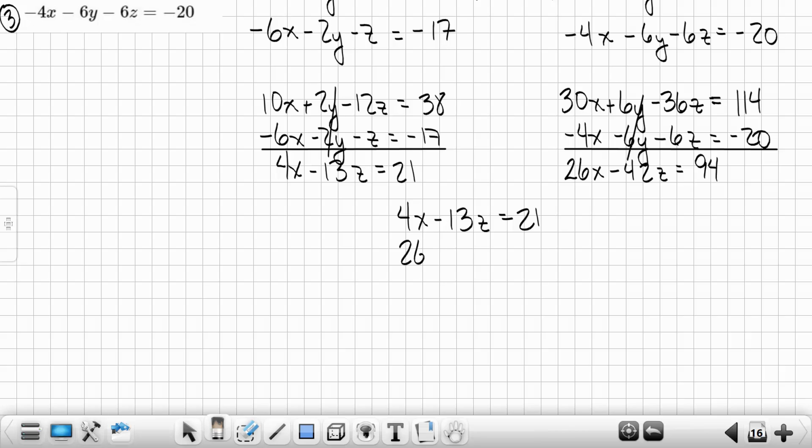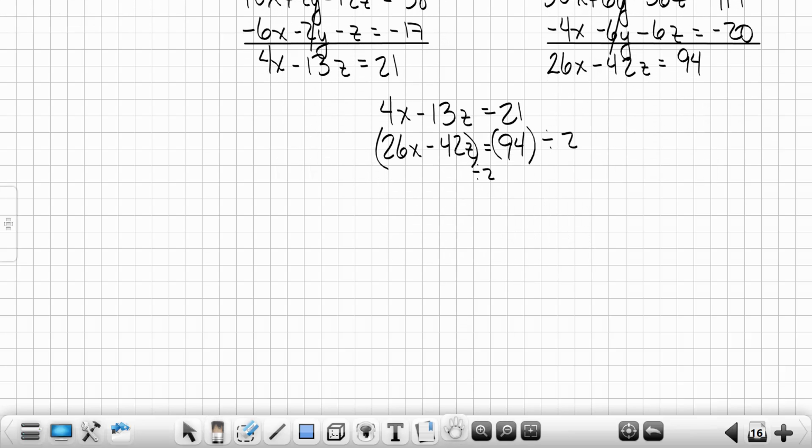I want to eliminate again, and I need to pick a variable again to eliminate. I'm going to eliminate x only because of the fact that 4 is a smaller number. Now, you know what, I am going to go ahead and just divide both of these sides by 2, just so I get easier numbers. You'll get a lot of rewriting when it comes to the elimination method, which is why I gave you almost an entire page to do it. So this is going to be 13x minus 21z equals 47.